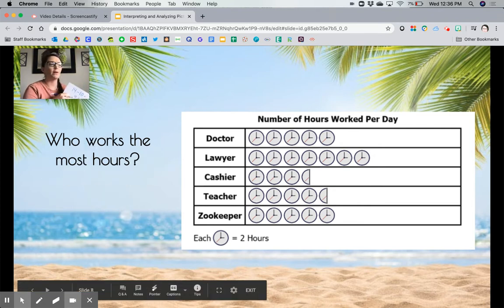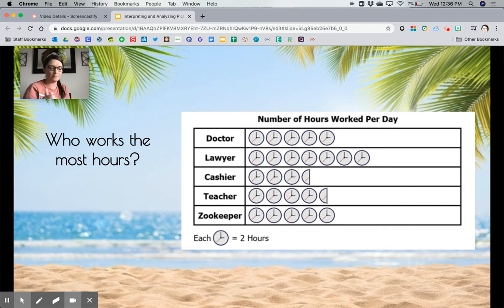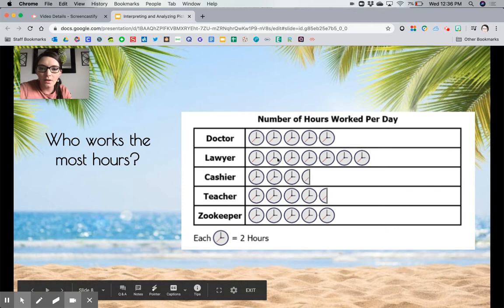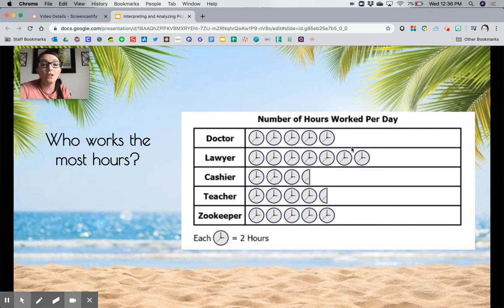Who works the most hours? I can do this question by just looking at the pictograph. And I know here that the lawyer has the most clocks shown, which is going to mean that the lawyer works the most hours. Who works the least hours? Well, I can look here and I can see the lawyer worked the most. Doctors and teachers are about the same, 2, 4, 6, 7. So right here, cashiers work the least amount of hours.